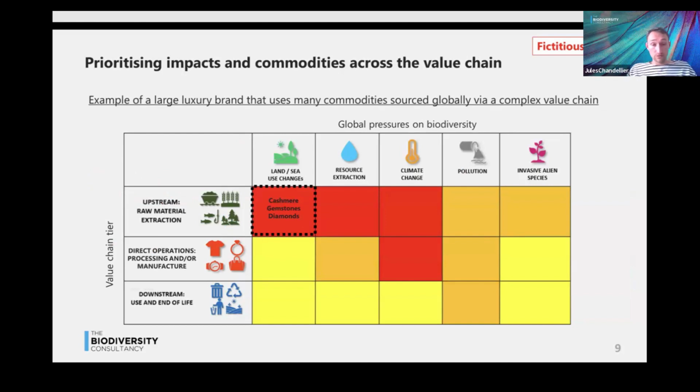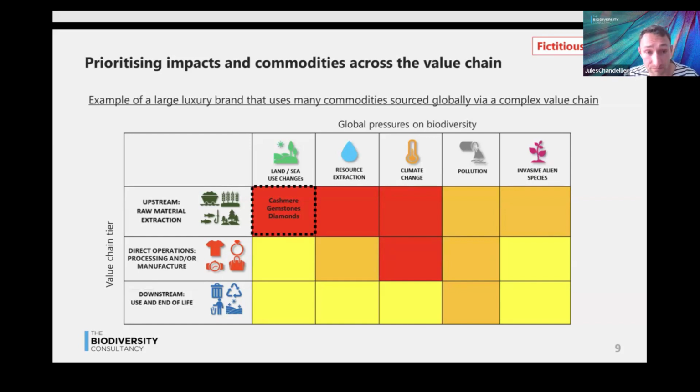So for instance, if you use paper, cotton, wool and diamonds, like we have here, you can understand which commodity you need to prioritize, because this one is where there's the most impact on biodiversity. This type of analysis will help you to choose and know where to put more resource, because that's where you have the most impact, acting on, for instance, diamonds.